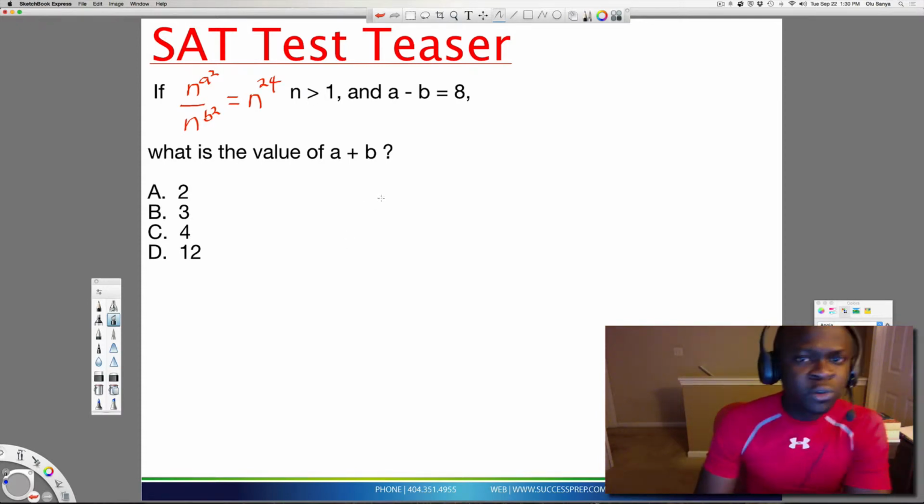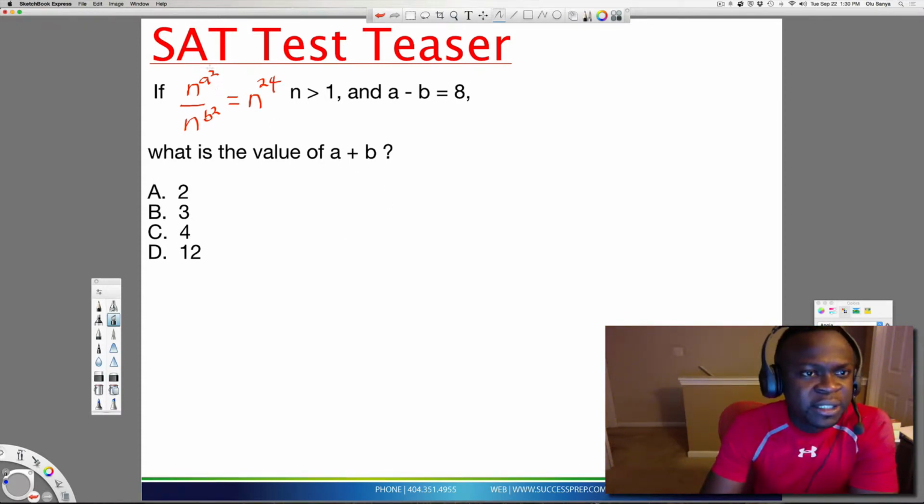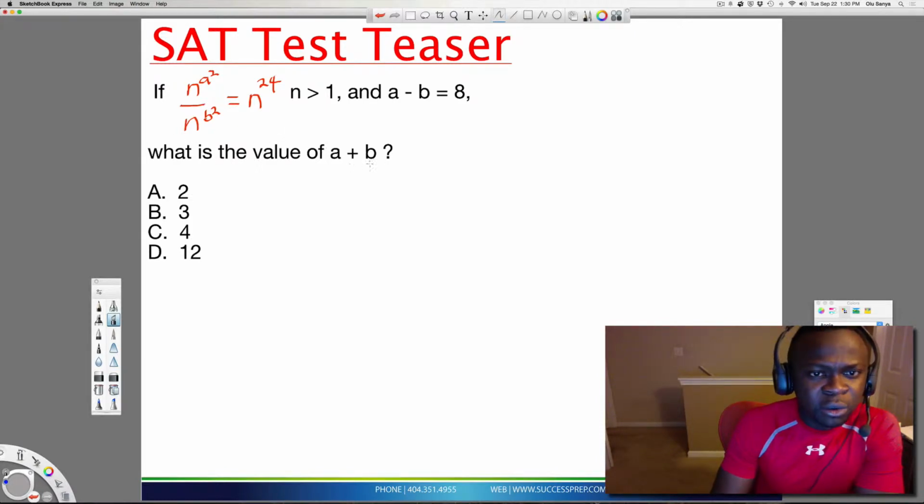Hi there. So for this question, we are looking at this exponent setup here, and it's asking us to ultimately figure out what a plus b is. Well, one of the rules of exponents that we're using here simply says that when we are dividing two things that have the same exact base, we just subtract the powers.